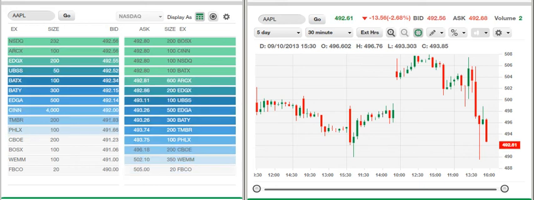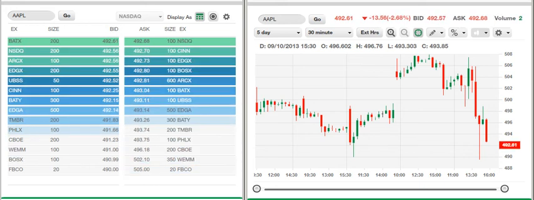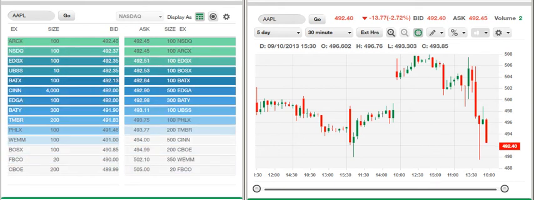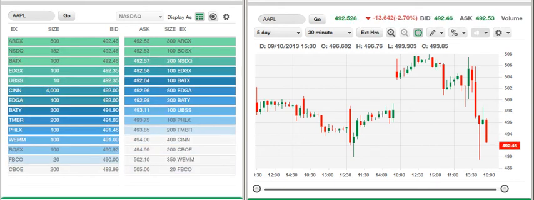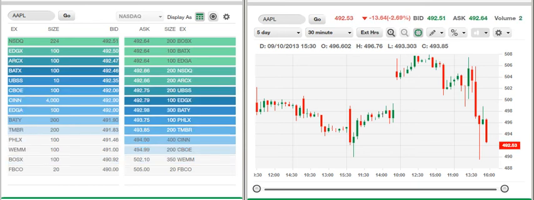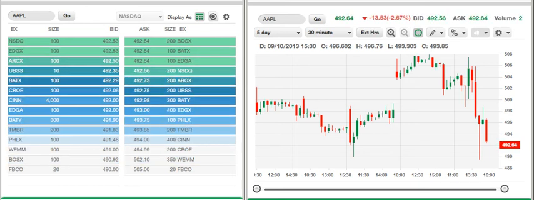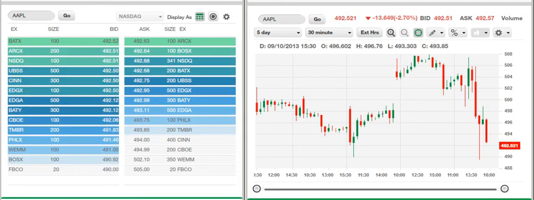Here we are looking at a level 2 trading screen and a candlestick chart for Apple recorded about 10 minutes before the market close on September the 10th, 2013, a Tuesday. This was a day in which Apple announced a new product release, iPhone 5C, intended for overseas markets.